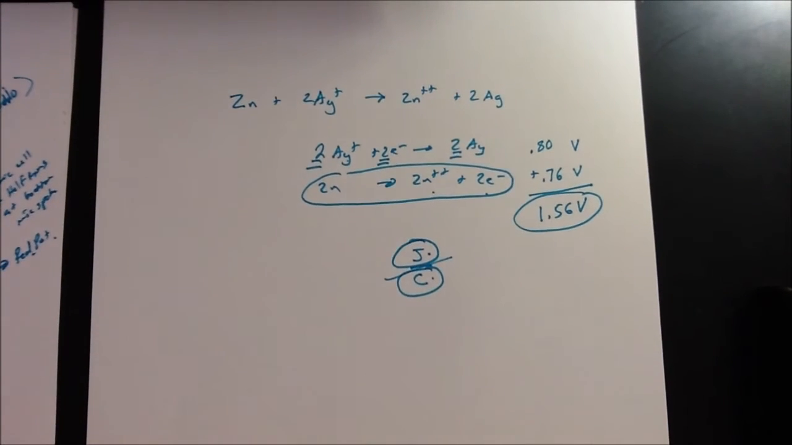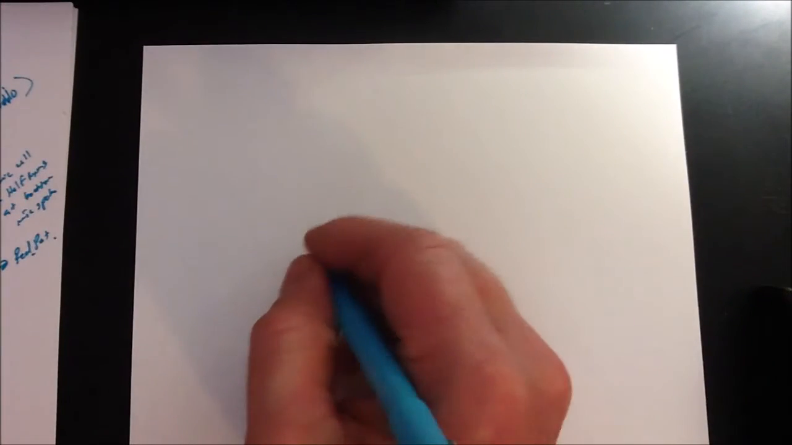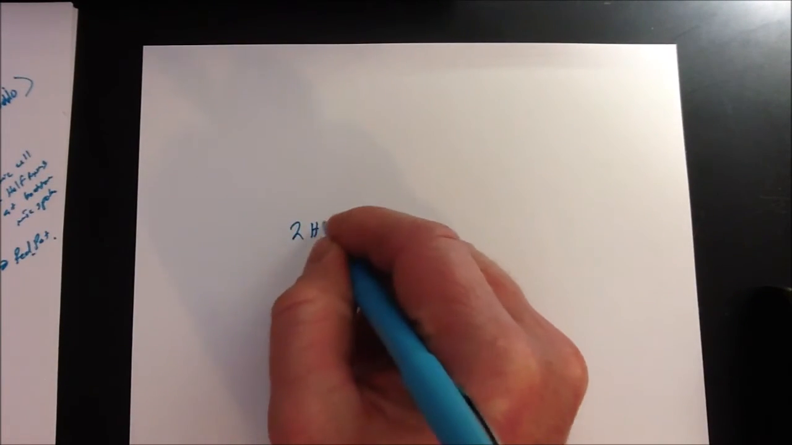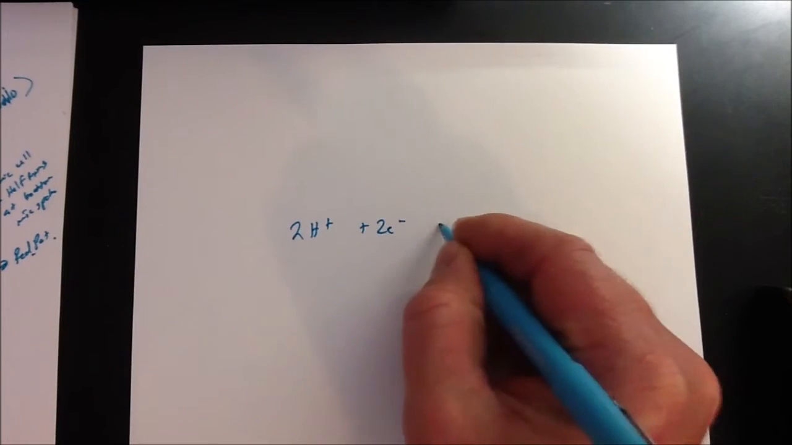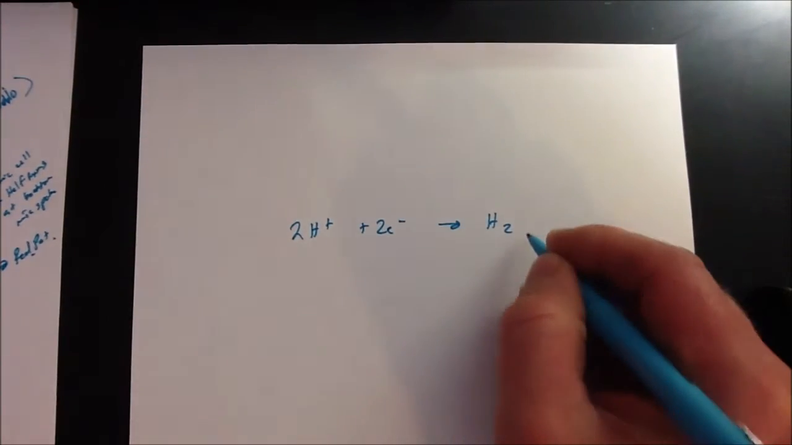You look through that list and you see things. If you look kind of toward the middle of the list, you'll find that there is one thing listed on there that has a value of 0. And that value of 0 is 2H plus 2 electrons going to H2 gas.